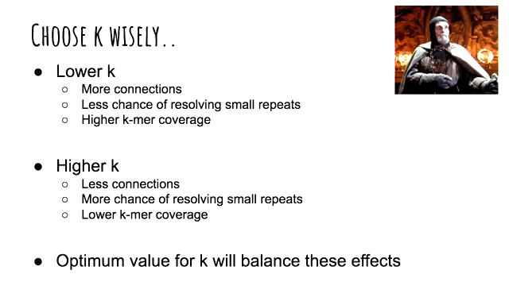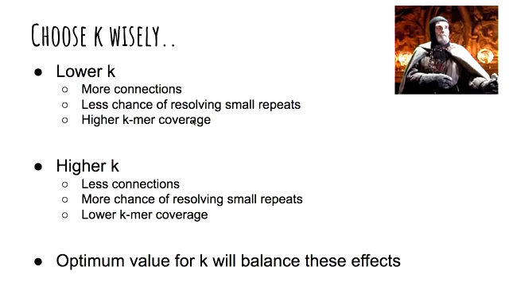Right. So with a lower k value, we get more connections, so the graph is more connected because it's more likely that things will overlap at exactly k minus 1. But there's less chance of resolving the small repeats. We're going to get more loops in our graph. But because there's more k-mers coming out of each read, we'll have higher k-mer coverage, which matters a little bit later on. It also uses more RAM.